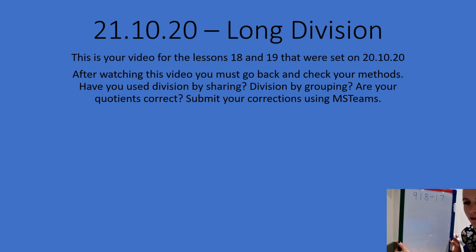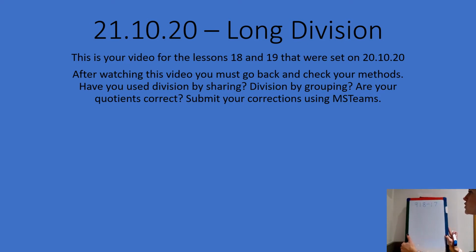Okay, so let's look at what that looks like as long division. So I set it out the same way as I do when I'm working with short division. So I have my 918 divided by 17. I've got my dividend and my divisor here. Okay, now I'm looking at this part here.